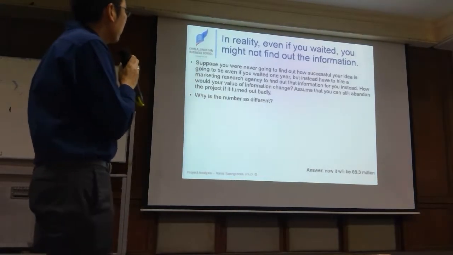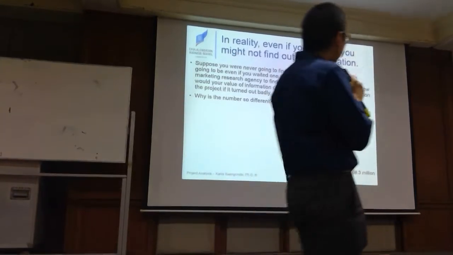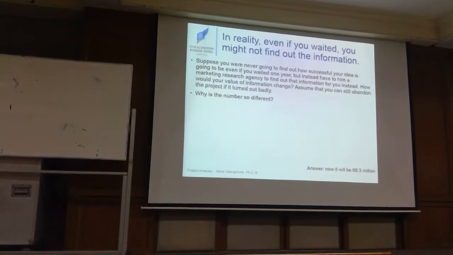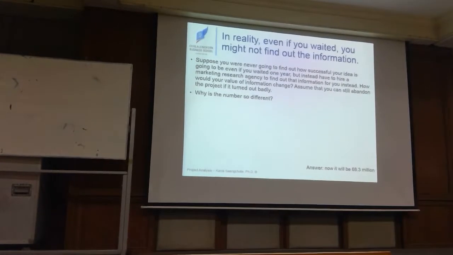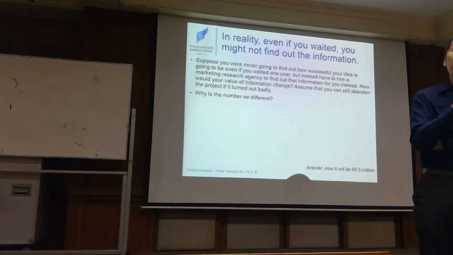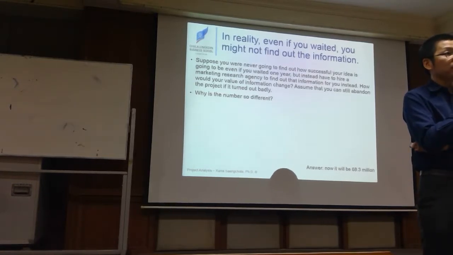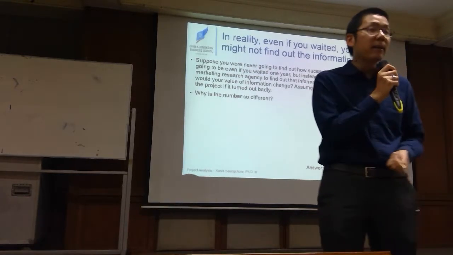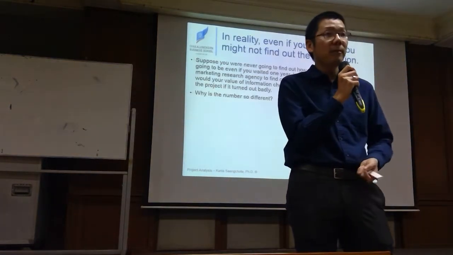But if instead, you're never going to find out how successful your idea is going to be, ever, even if you waited, then how much are you willing to pay? In the other extreme case, it means your option to delay is now gone. If you build today, we're going to get 21.7. We calculated that earlier. We build today, we have the option to abandon, so our NPV is 21.7.